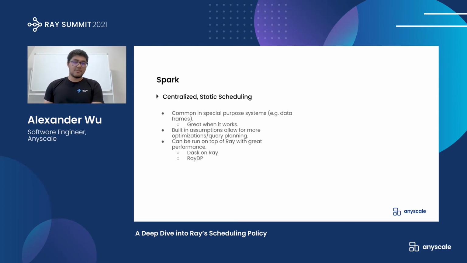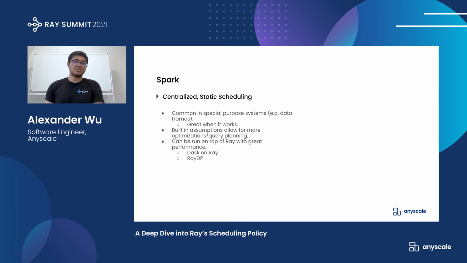Another scheduler you may have heard of is Spark. Spark is a great example of a centralized static scheduler, and this is really great when it works. You'll see these in a lot of special purpose systems, especially in the data processing space. Spark is the canonical example of this. Dask has a similar design.